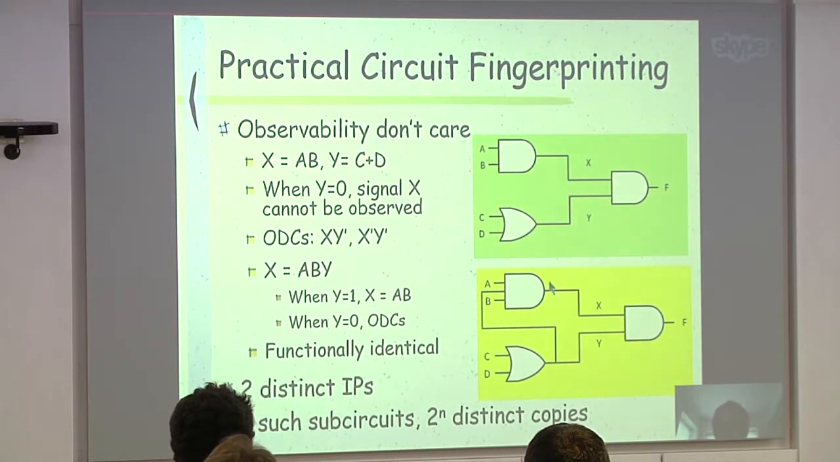So if I can identify different locations like this, I can generate 2 to the power of n different fingerprinted copies. So these two techniques, basically, are post-silicon, extremely low overhead, and can be very, very practical.